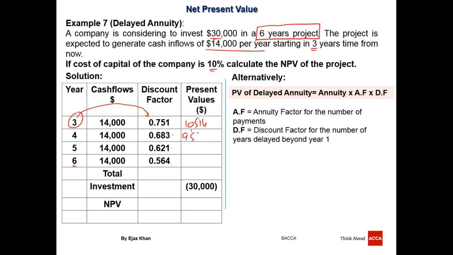Okay, next is 9562. 8694. 7896. Okay, thank you. And now may I have the sum of all these cash flows? 6666.